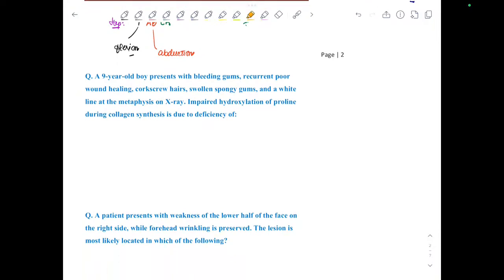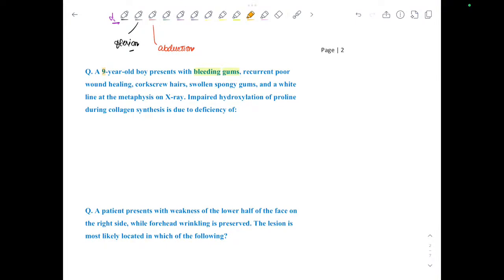Chalo, next question. And now this is again from a very important topic. A 9-year-old boy having bleeding gums. The moment you find this word bleeding gums, 99.9% the answer has to be scurvy. Now here, apart from this particular hint, there is recurrent poor wound healing. That is also one more important feature related to scurvy. Then there are corkscrew hairs, swollen spongy gums. This is one more important point. And one radiological feature, that is white line at metaphysis.